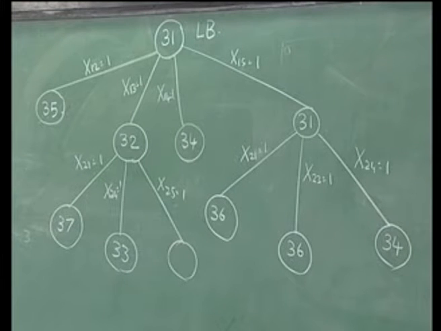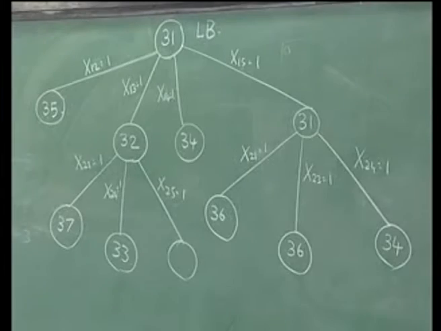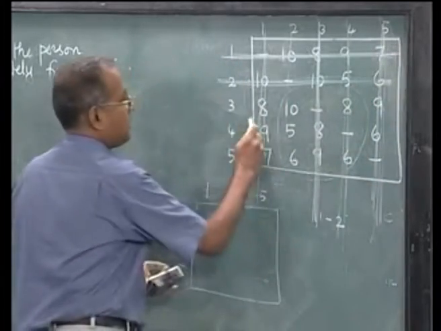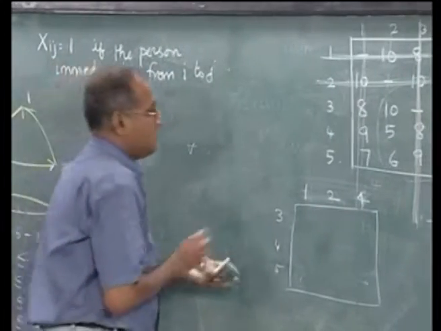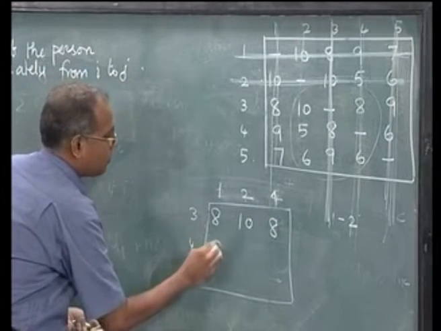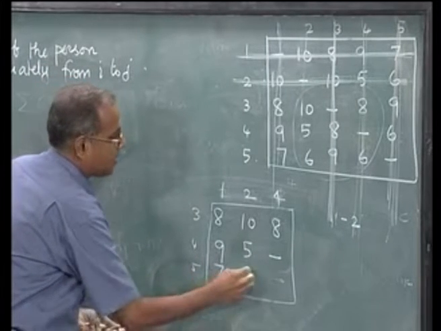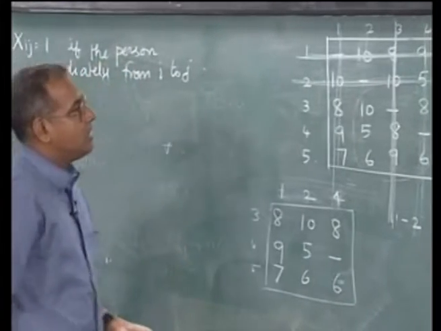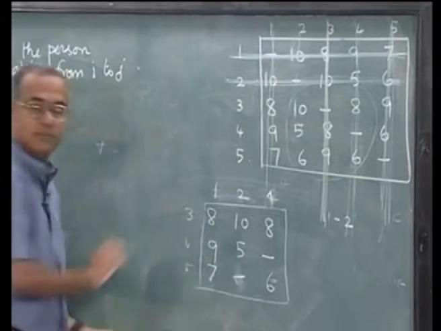Now, I go back and do 1 3 and 2 5. So, 1 3 here, 2 5 here. So, I have 1 2 and 4 remaining. So, 3 1 is 8, 3 2 is 10, this is 8, 4 1 is 9, 4 2 is 5, 4 4 is dash, 5 1 is 7, 5 2 is 6, 5 4 is 6. Now, since I have 2 5 equal to 1, 5 2 will not be there, which is a dash.